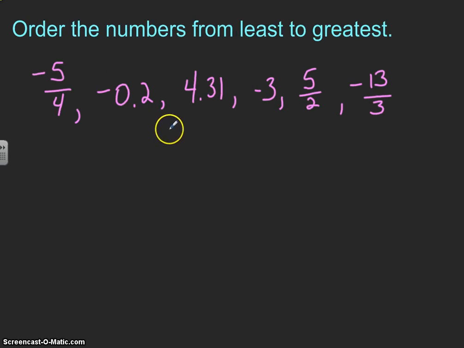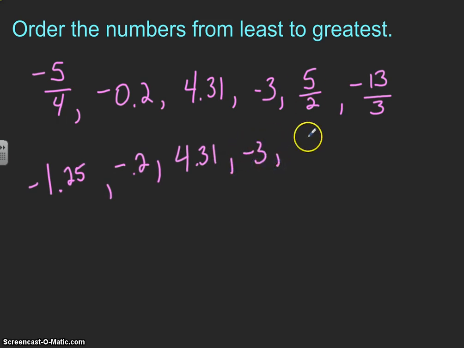Order numbers from least to greatest. The best thing to do would be to put them all in decimal form. This would be -1 1/4, which is -1.25. This is going to be -0.2, that's already in decimal form. 4.31 is already in decimal form. -3 is already in decimal form. 5 halves, that's going to be 2.5. 13 thirds, well, 3 goes into 13 4 times, and it's going to be -4 and a third, which is -4.3 repeating.